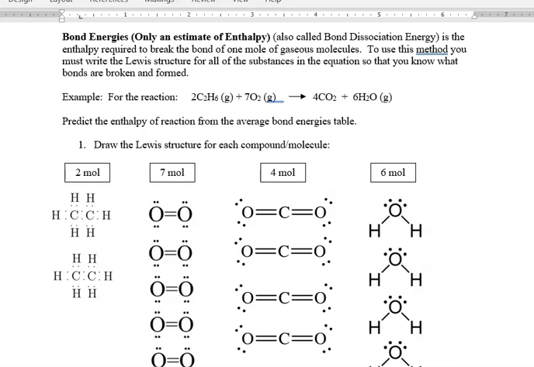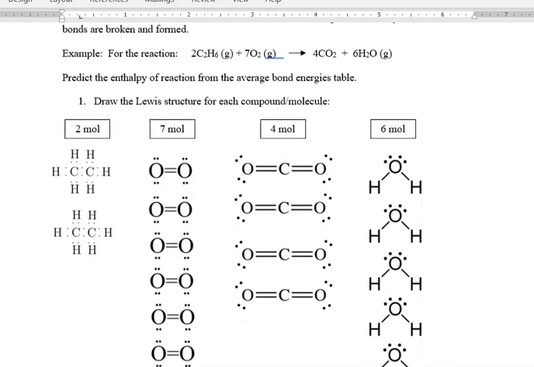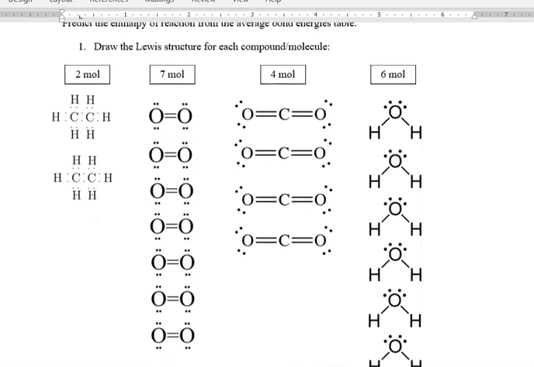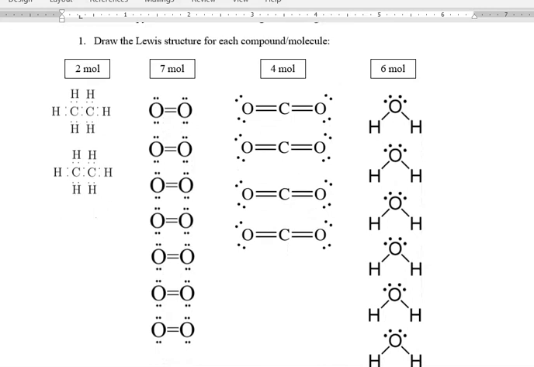So here's an example. For the reaction 2C2H6, the one we just did, plus 7O2 gives you 4CO2 and 6H2O. This one's kind of a pain in the neck because it's got so many moles of each of these. But if you see what we did below, you took the Lewis structure for each of those, the C2H6, and you have 2 moles of it, so you drew 2 of them. You have 7 oxygen molecules, you draw 7 of those. You have 4 of the carbon dioxide, 4 of those, and 6 of the water molecules. So what are you breaking?